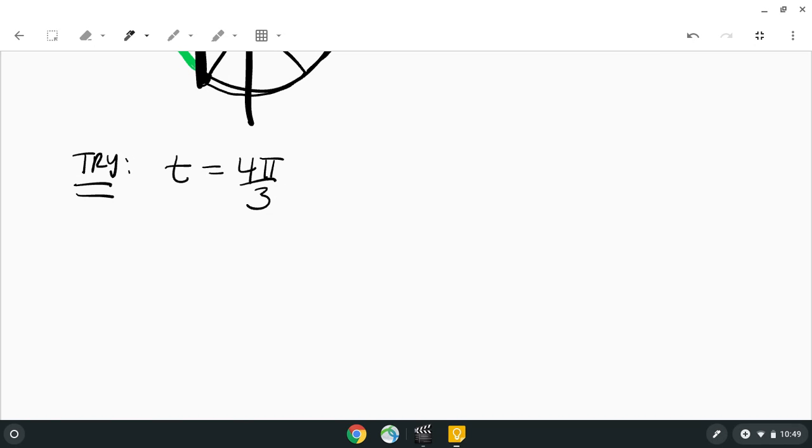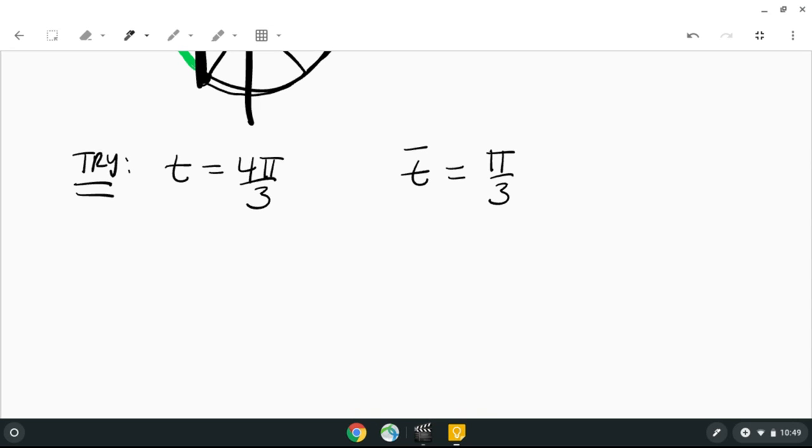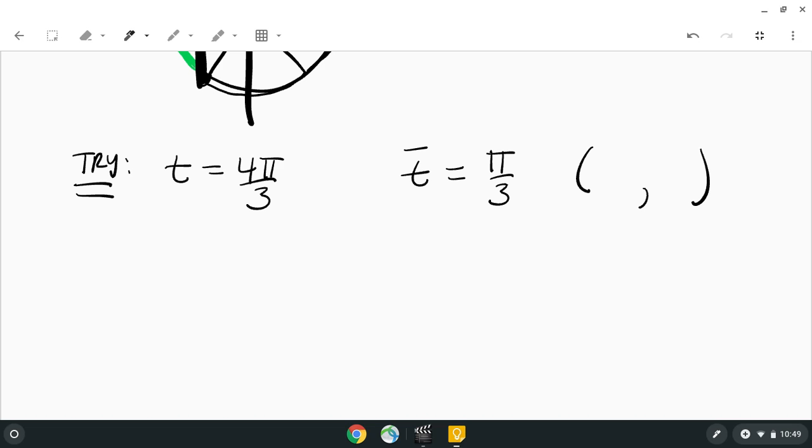Okay, so here is the answer. You should have gotten t bar, your reference number, is pi over 3. And hopefully you have that one memorized. You should have said that this one here is 1/2, square root 3 over 2. But you are in quadrant number 3, which would make them both negative.